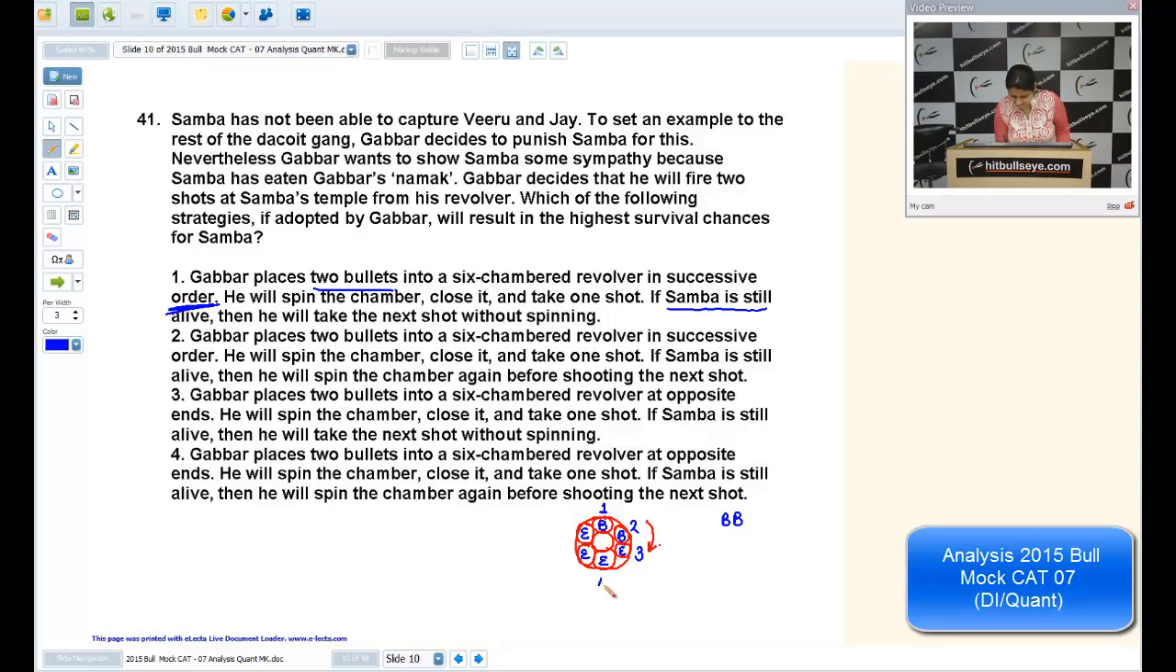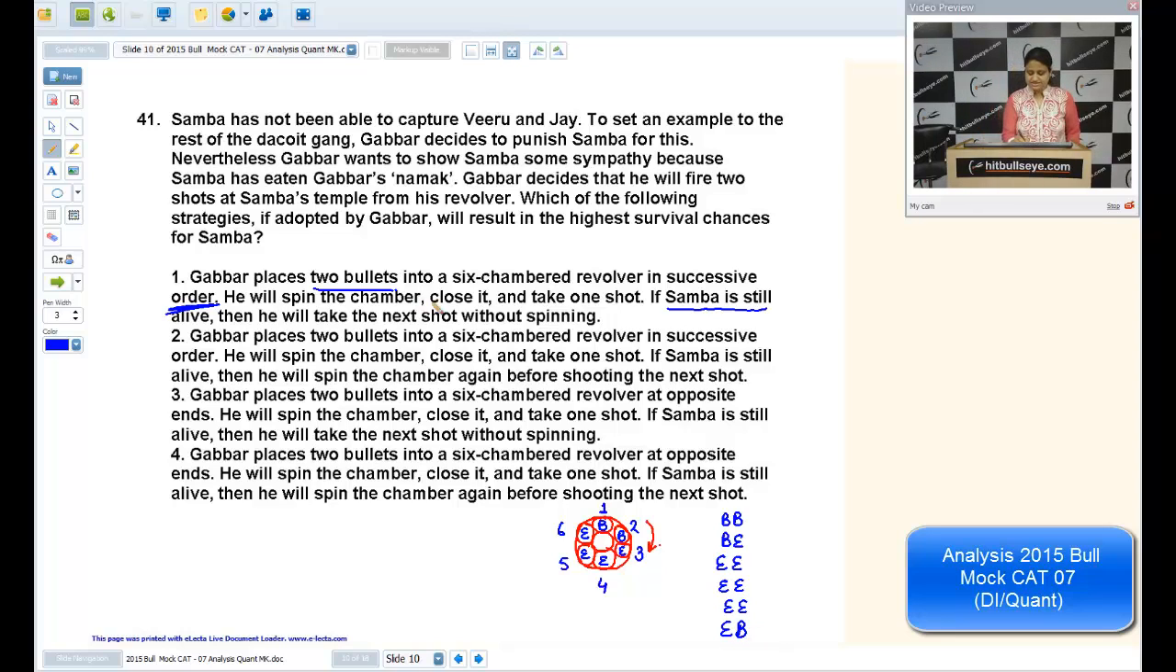Are you getting me, guys? It can be bullet, bullet. It can be bullet, empty. It can be empty, empty 3 and 4. Then it can be empty, empty 4 and 5. It can be empty, empty 5 and 6. Then it can be empty, bullet. These 6 cases are possible.